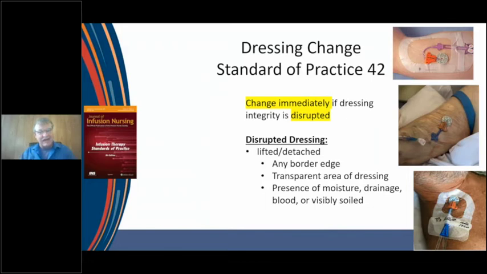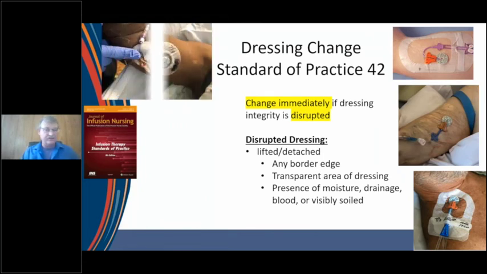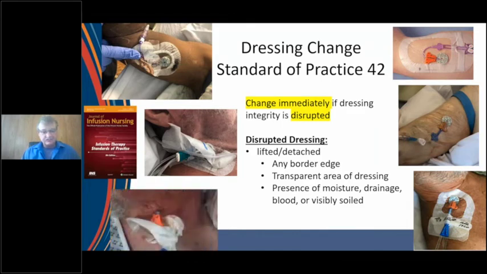We need to change immediately if the dressing integrity is disrupted. But they go one step further and say what dressing disruption is: a lifted area or detachment at any border edge or within the transparent area of that dressing, especially when there's moisture, drainage or blood present. When you look down the right-hand column, you see all these dressings are nice and tight and really adhered on all border edges. This is what you commonly see. I've been in hundreds of facilities and it's the same thing. We have an issue with dressing disruption.